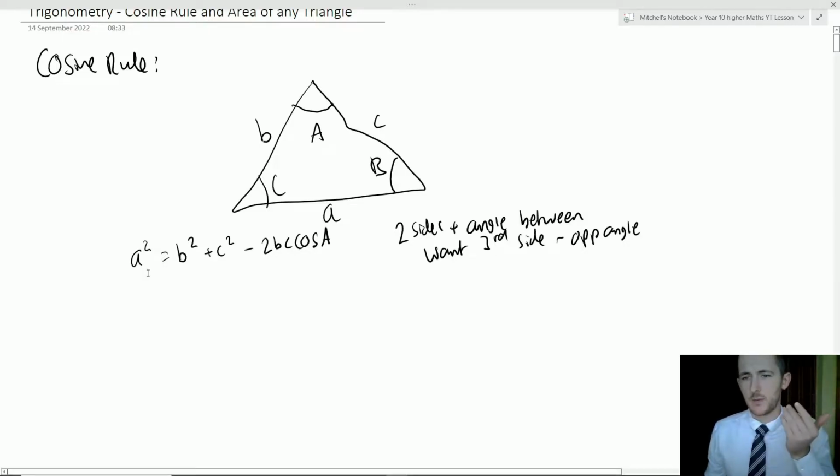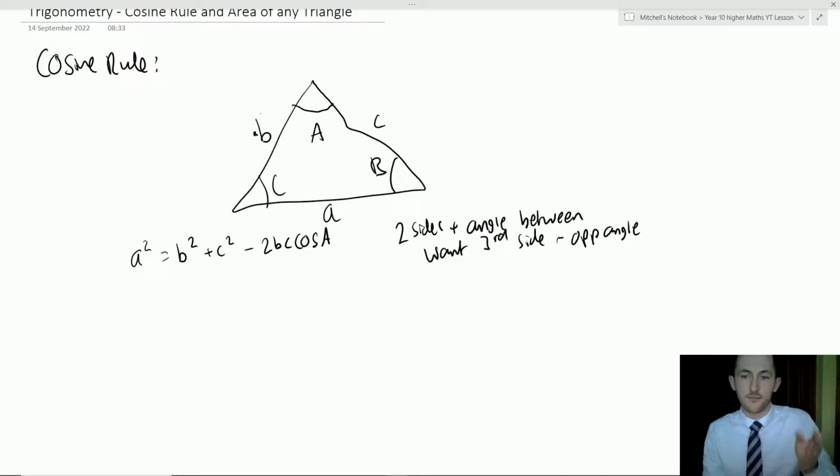Now you should be able to realize that I can rewrite this formula for both of the other sides, but keep in mind, the actual letters don't matter. If I wanted to find out this side here, instead of rewriting the whole formula, I can just call this A and change this angle to A and so on. There's nothing stopping me doing that.